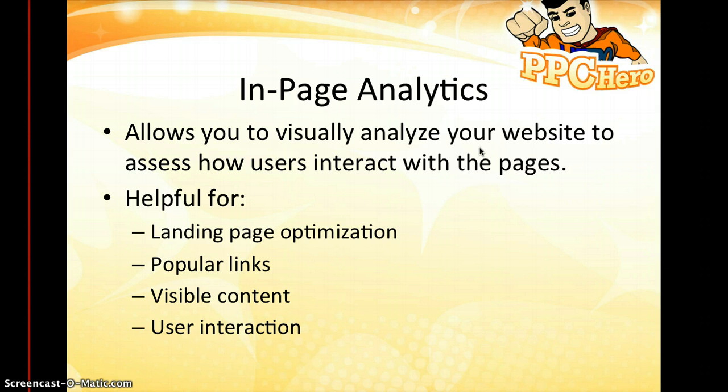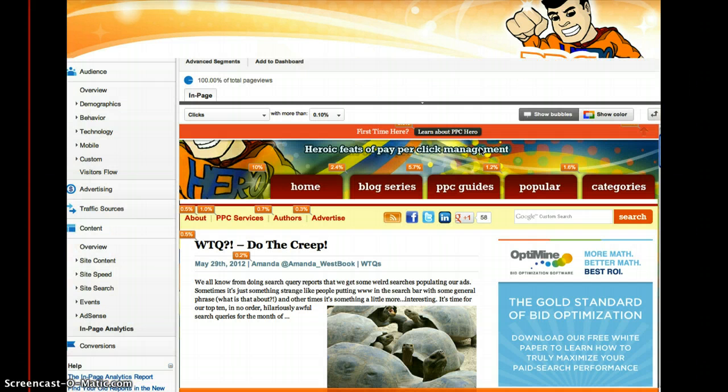So probably the coolest tool in the Content tab is the In-Page Analytics. What this allows you to do is visually analyze your websites to assess how users interact with your pages. And it's pretty cool for all kinds of things like landing page optimization and seeing what links are popular and what content is visible and not visible and how users are interacting. So if we take an example here, this is for PPC Hero.